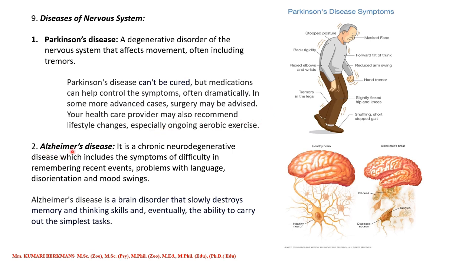Now, Alzheimer's disease. What is Alzheimer's disease? It is a chronic neurodegenerative disease, which includes symptoms of difficulty in remembering recent events, problems with language, disorientation and mood swings. Alzheimer's disease is mainly a brain disorder that slowly destroys memory, thinking skill, and eventually the ability to carry out the simplest task.